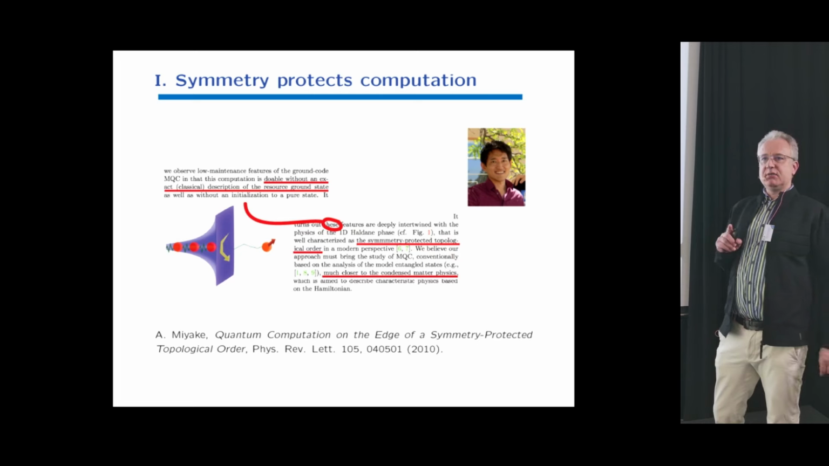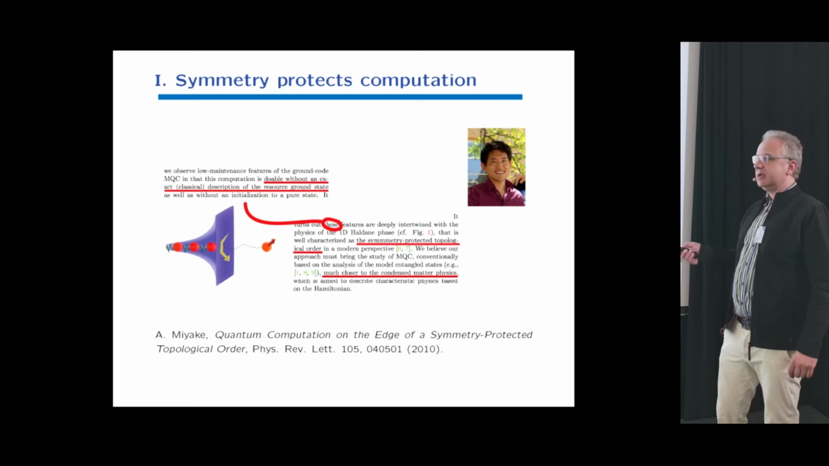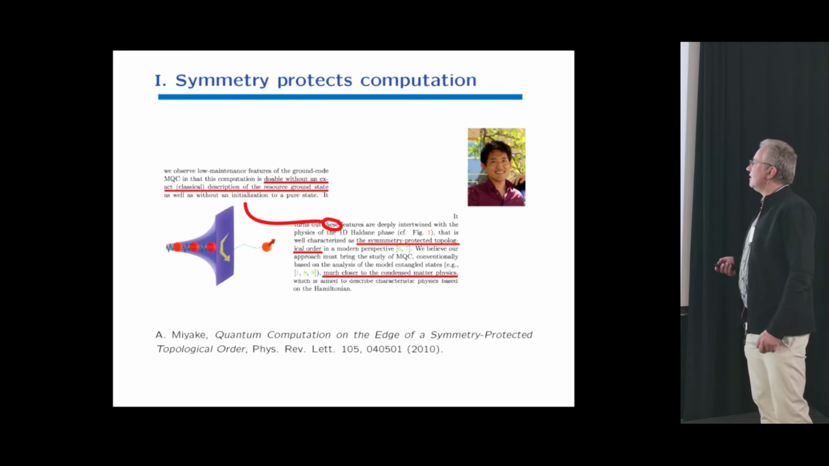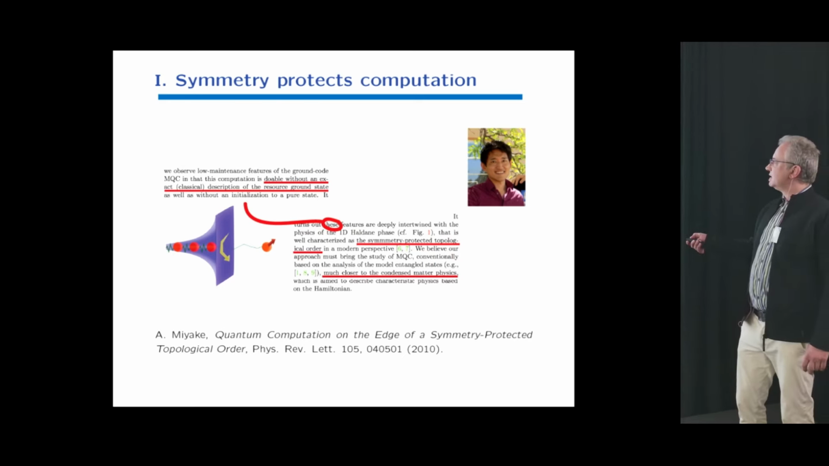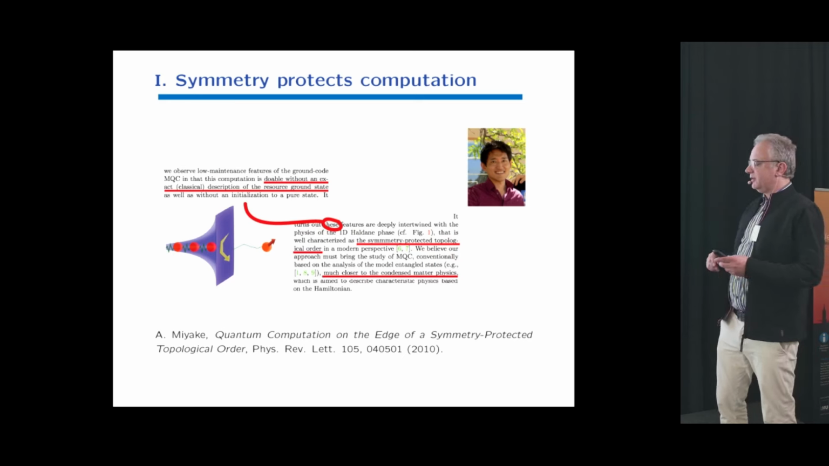And what was interesting about it was that it relied only on the presence of symmetry. You didn't need to know what the Hamiltonian was, you didn't need to know what the ground state was. All you needed to know was the symmetry. And he realized on the spot that this was connected to symmetry-protected topological order. So this is the beginning of this field, I would say.